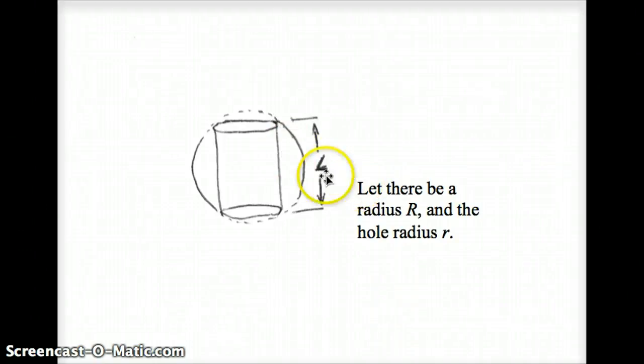And we're going to have big R be the radius of the sphere, and little r be the radius of the cylinder, or the hole. The cylindrical hole, that's what it is. Sorry guys.